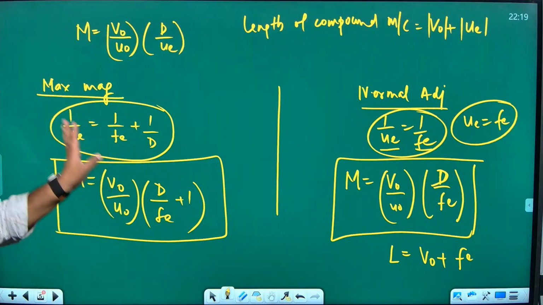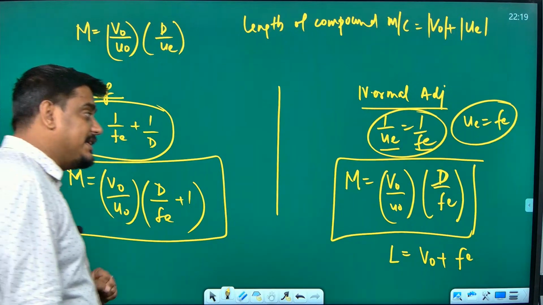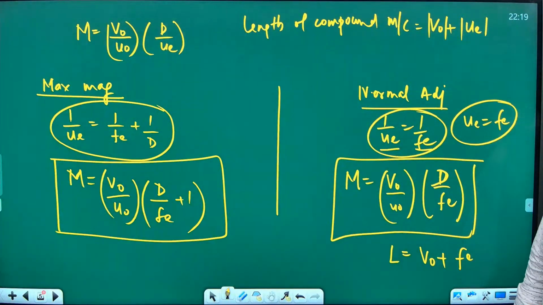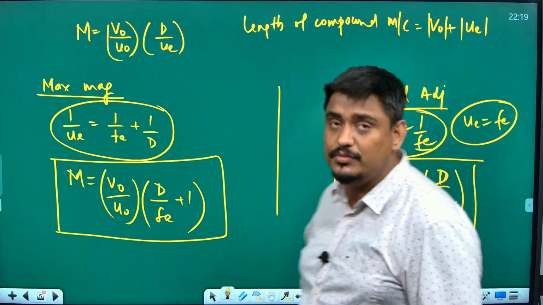Generally, the length of a compound microscope is Vo plus Ue. But for normal adjustment, you can also consider it to be Vo plus Fe. I hope you understand why it is so, because we can take Ue as Fe in the case of normal adjustment. Is it clear to you?